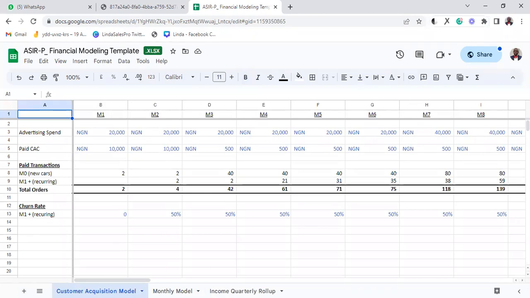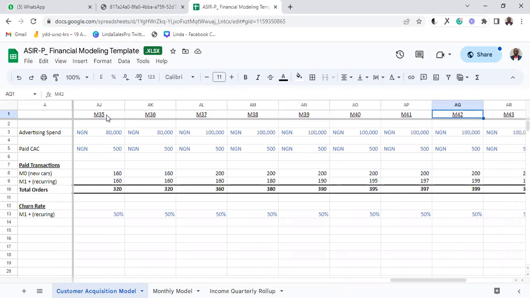Here, the first tab is just a sheet where we are going to put our assumptions based on our marketing spending, our marketing budget. How much do you want to spend monthly, over time, and all that? So this template is structured for 4 years, right? Where you have M1, M2, that means month 1, month 2, month 3, month 4.